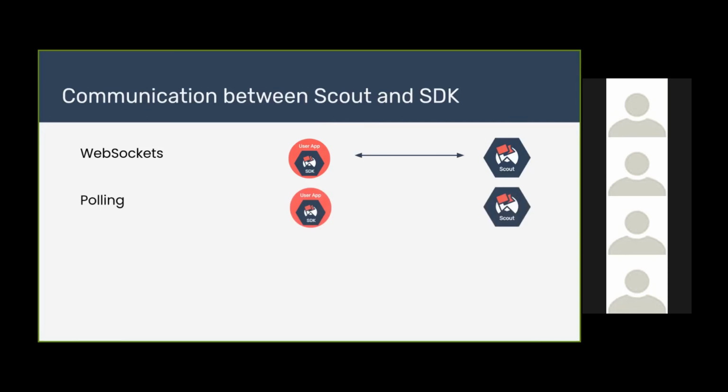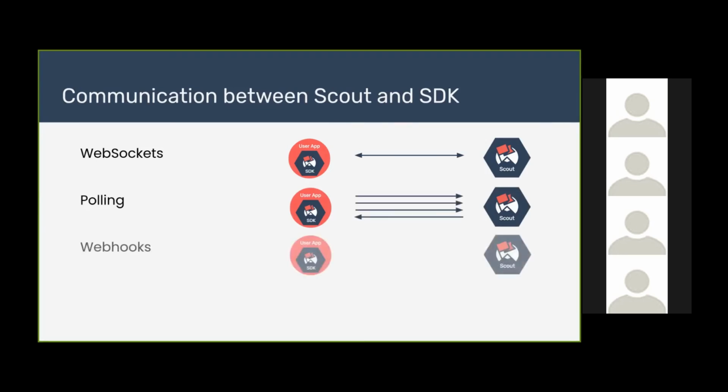Polling was another option we considered. This involves periodically sending an HTTP request to a server to check for new data. However, this approach would not provide the user application with updated flag data in real time and would result in unnecessary network traffic. Next, we thought about webhooks, which are event-driven, unlike polling.